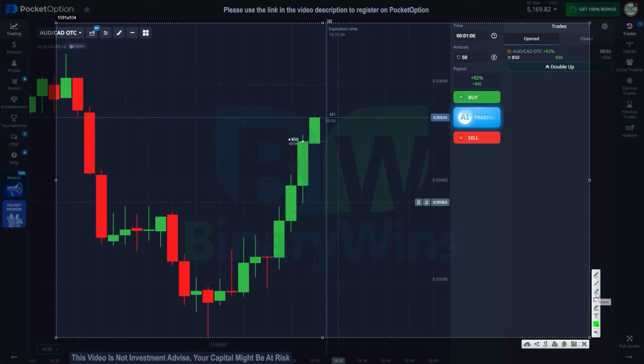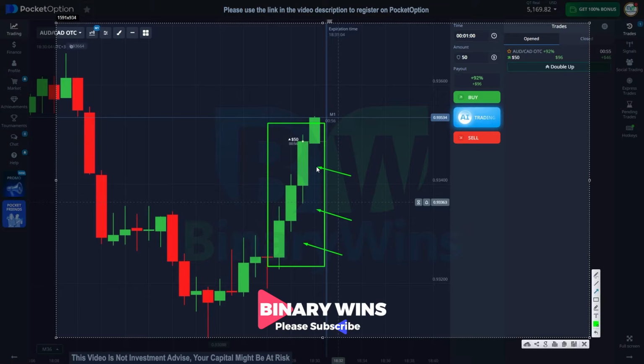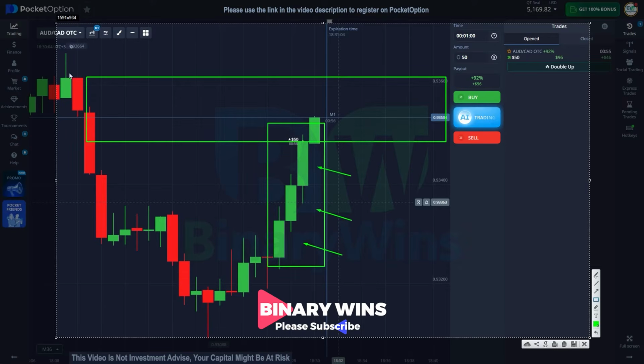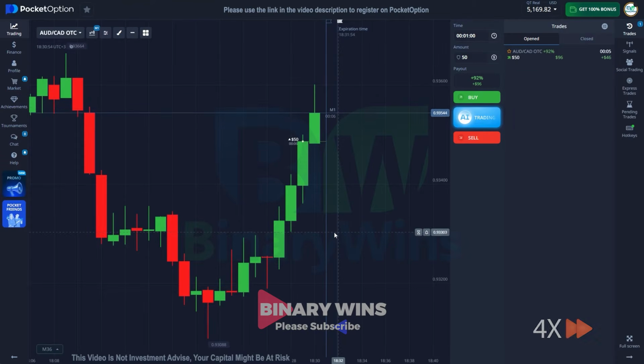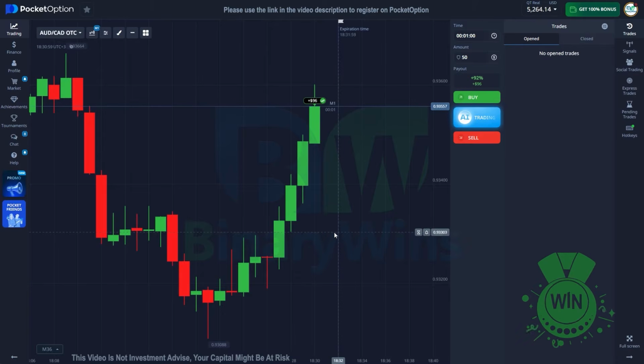Look. We have 3 strong candles of the same color in a row. And there is a gap and distance to the next level. That's why I entered the higher trade. Okay.